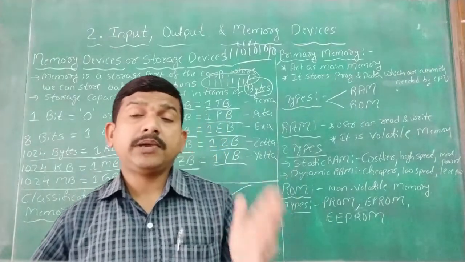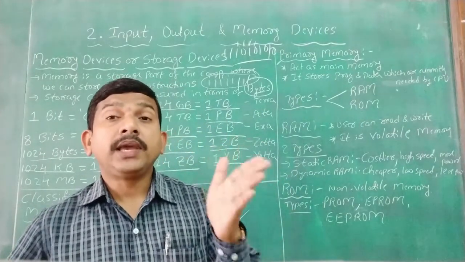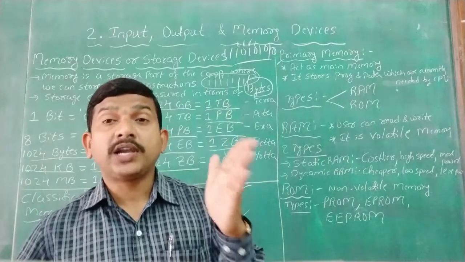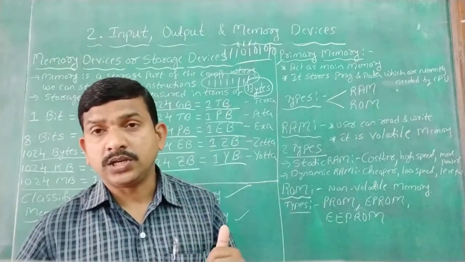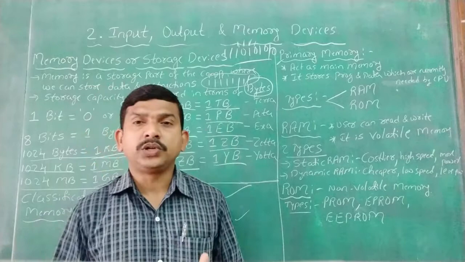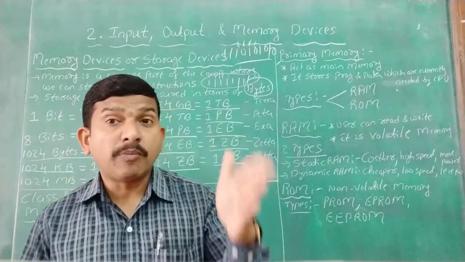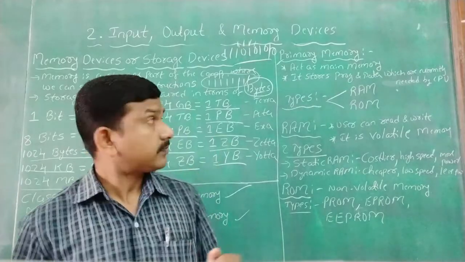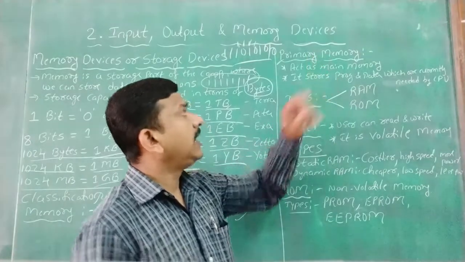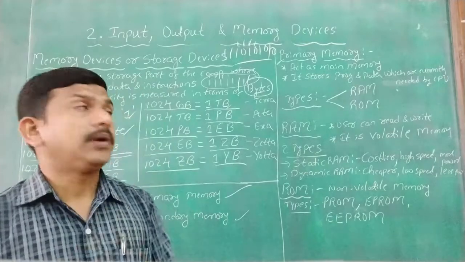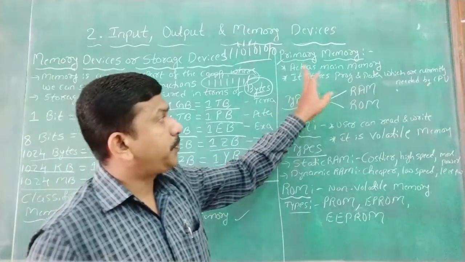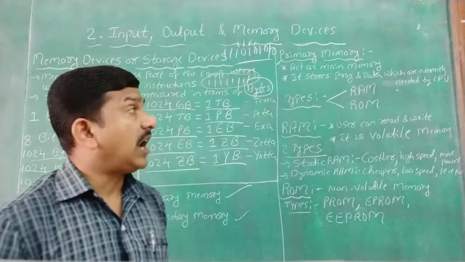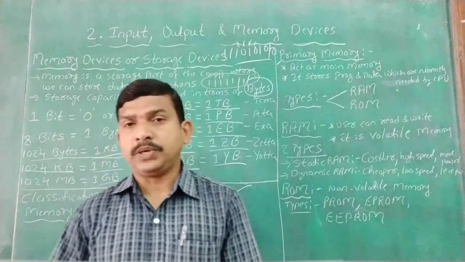Remember, the primary memory acts as the main memory, meaning the most important memory in a computer. When you are working with a computer or a mobile, this main memory is very important. That's why I call it the main memory. It stores programs and data which are currently needed by the CPU.